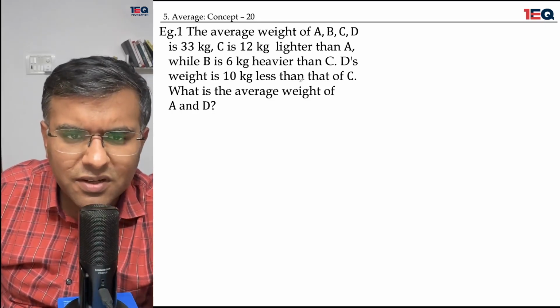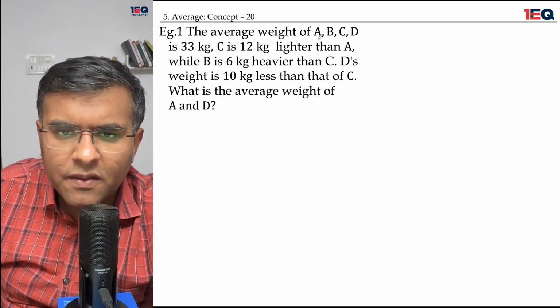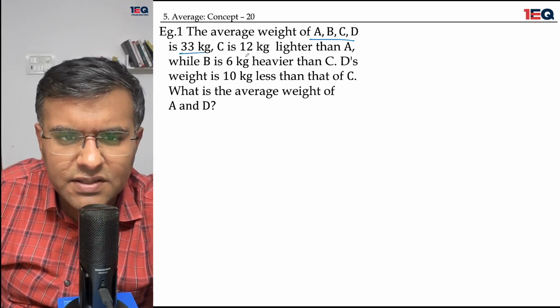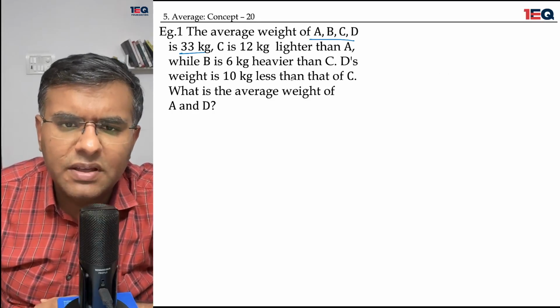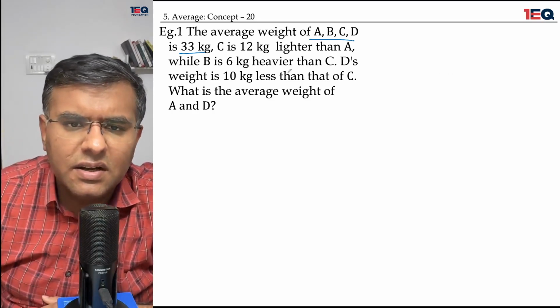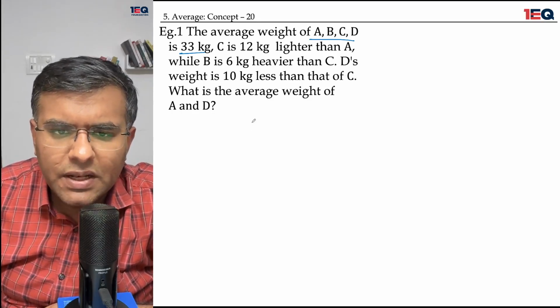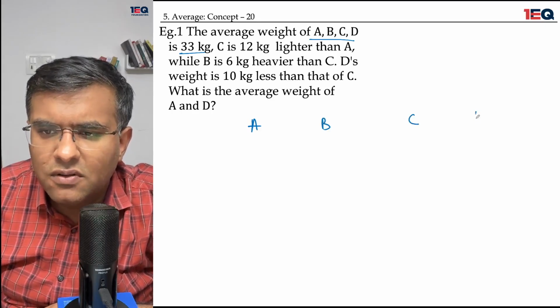Now just two questions are left, so we'll be using the basic formula. The average weight of A, B, C, D is 33 kgs. C is 12 kg lighter than A, while B is 6 kg heavier than C. D's weight is 10 kg less than that of C. I'll quickly try to figure out a way in which I can solve this question.